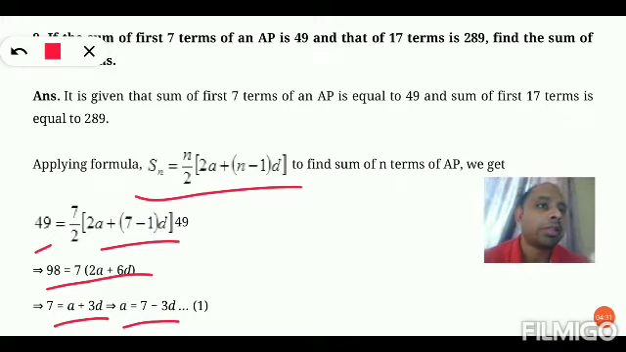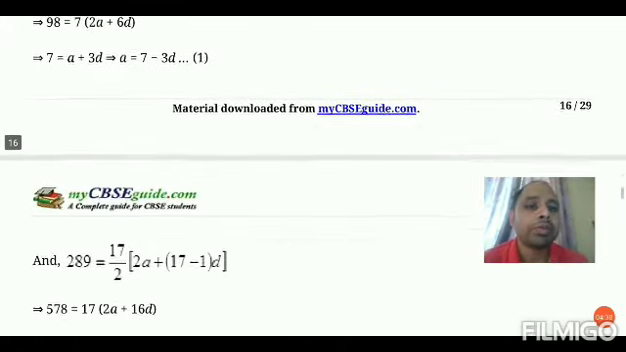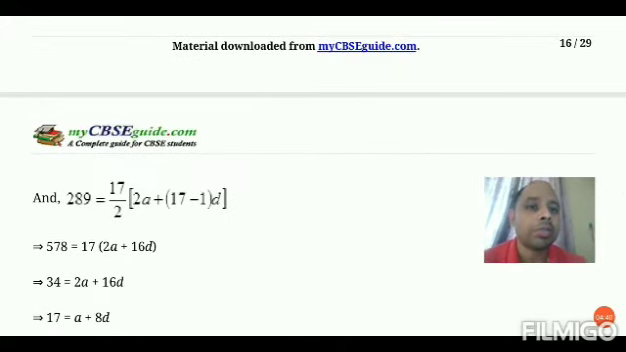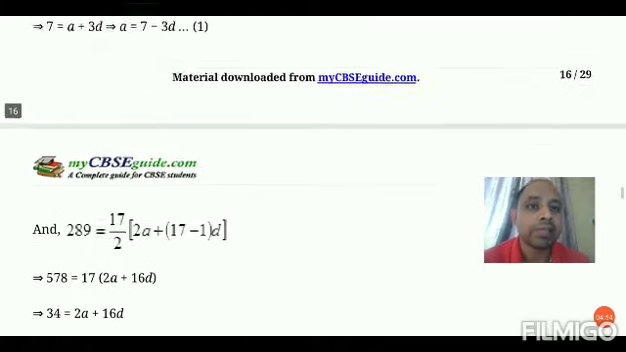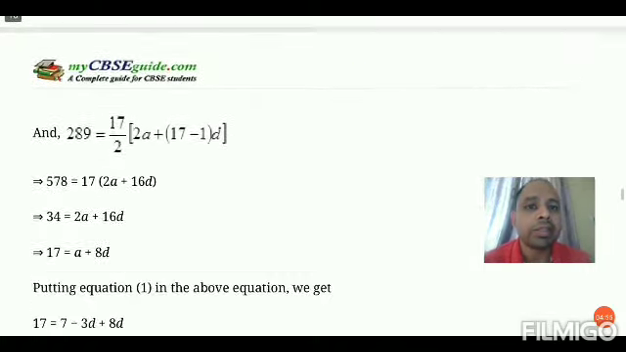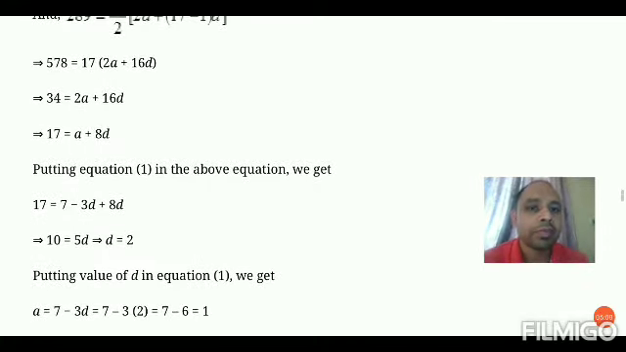Similarly, S17 is also given as 289. You can write that as 289 equals 17 by 2 in the bracket 2a plus (17 minus 1) into d, and if you simplify this, you will get 17 equals a plus 8d. Now we can substitute the value of a as 7 minus 3d. Therefore, at the place of a, we write 7 minus 3d. After solving that, you will get the value of d as 2.